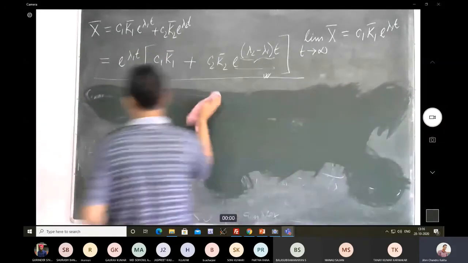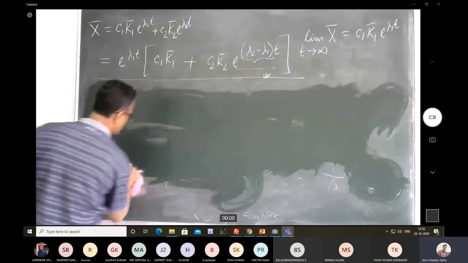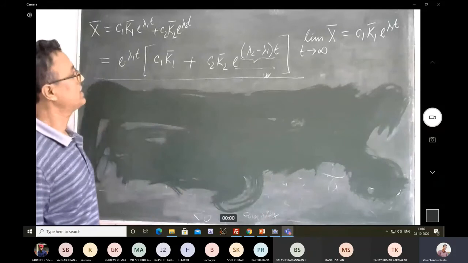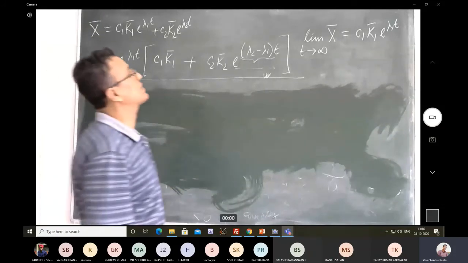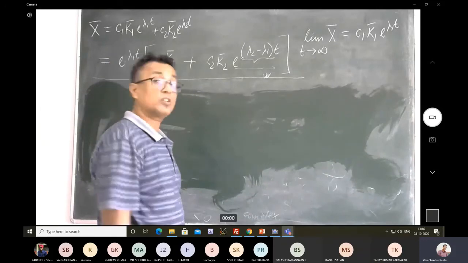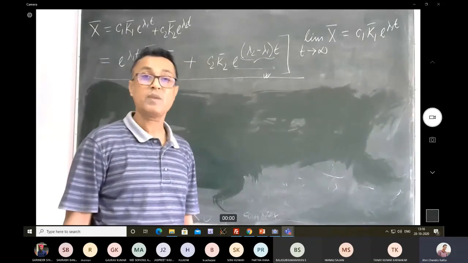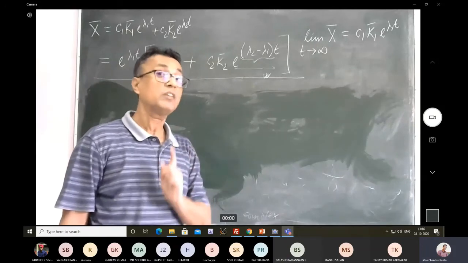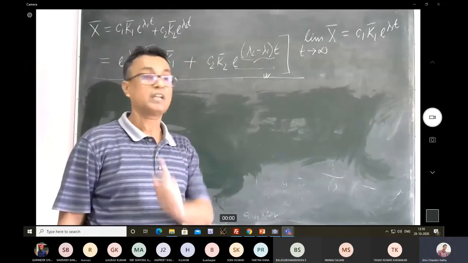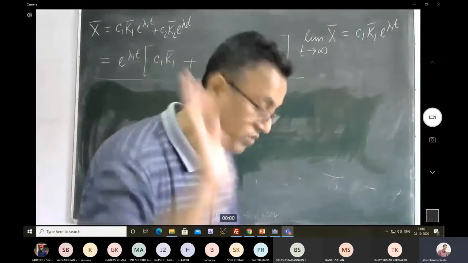And then here you can see that, as t tends to infinity, your x tends to c1 k1 e to the power lambda 1 t. So the eigenvector k1 is going to dominate. Remember that. The eigenvector k1 is going to dominate. I will explain to you how it dominates in terms of the trajectories.